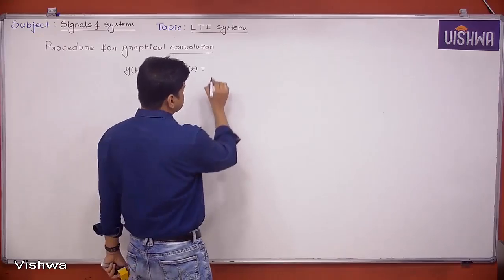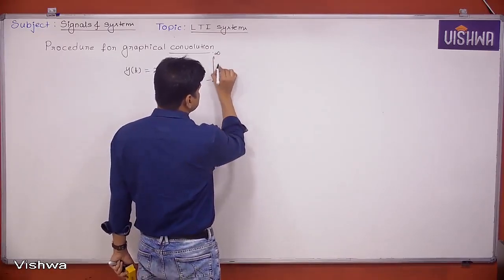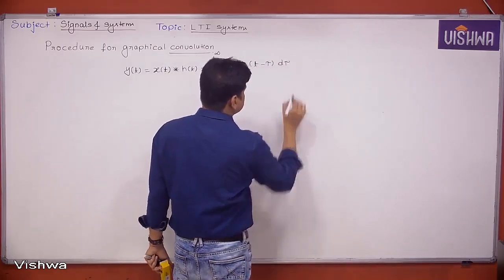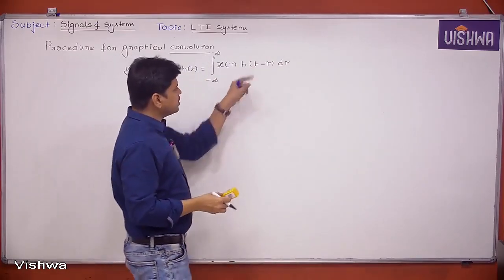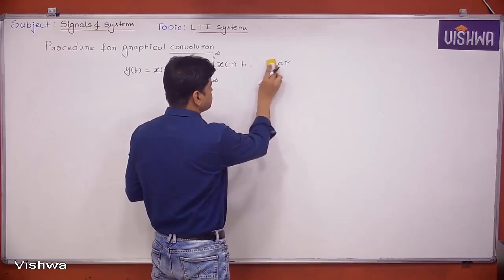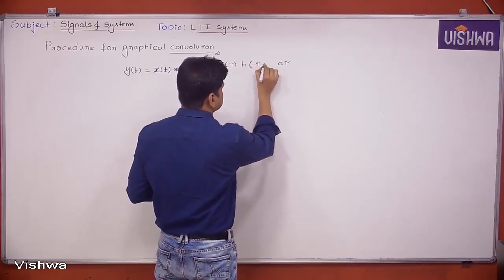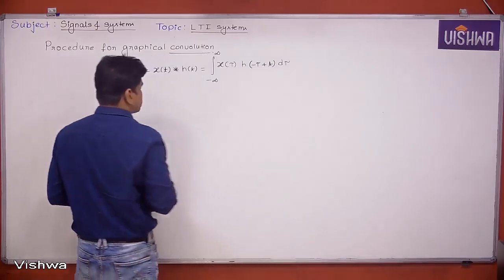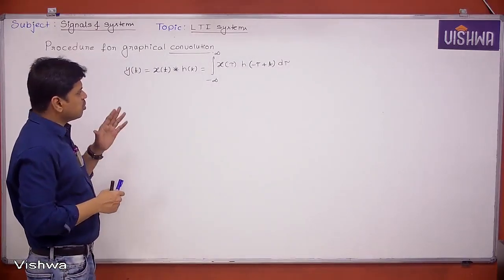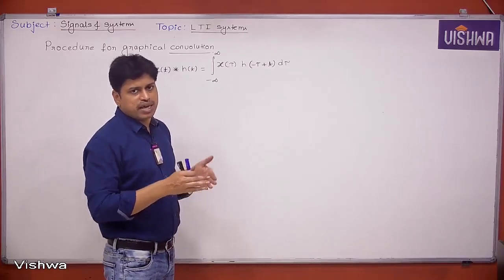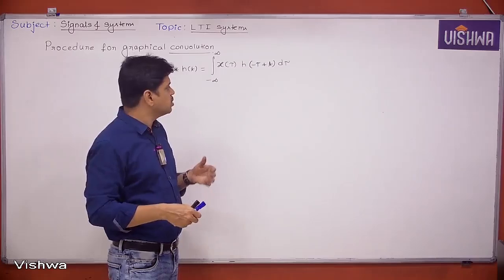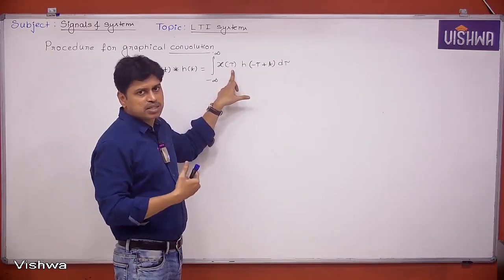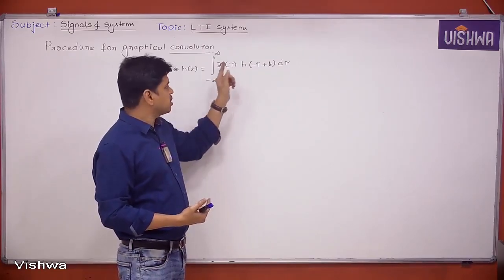What is the formula here? Integral from minus infinity to infinity of x of tau h of t minus tau d tau. I can rewrite h of t minus tau as minus tau plus t. This is also one way to say it. Now try to understand this. First, we have to convert whatever waveforms are given, that means x of t and h of t, graphically. We first change the variable from t to tau. That means we change the time axis to the dummy variable axis, which is nothing but tau: x of tau, h of tau.